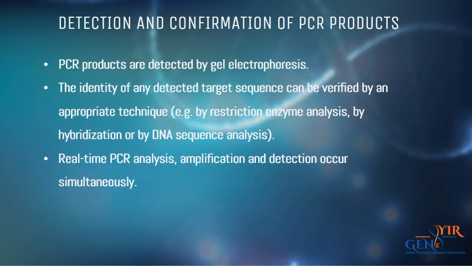Detection and confirmation of PCR products. PCR products are detected by gel electrophoresis or an appropriate alternative, if necessary, after isolation by means of a suitable separation procedure. The identity of any detected target sequence can be verified by an appropriate technique, for example by restriction enzyme analysis, by hybridization or by DNA sequence analysis. In the case of real-time PCR analysis, amplification and detection occur simultaneously.